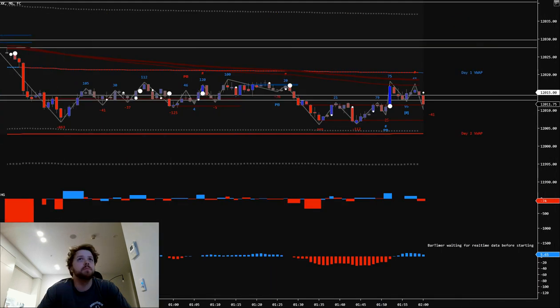And then I come over to my 1 minute chart, and then basically all I'm doing is really quite simple. I'm trading from zone to zone. A lot of traders do this.